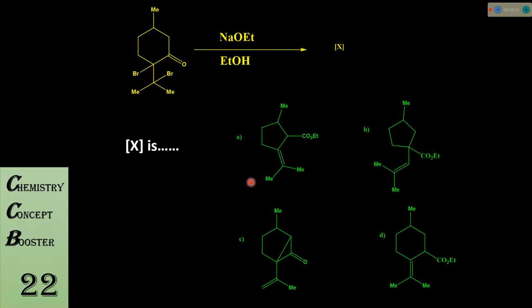Let's move to the next question. In this question, this is an alpha halocarbonyl, but in this case the halogen, bromide, is present at the beta position. So we all know that if there is an alpha halocarbonyl compound and we are using a base like sodium ethoxide, then there is a chance of Favorsky rearrangement.